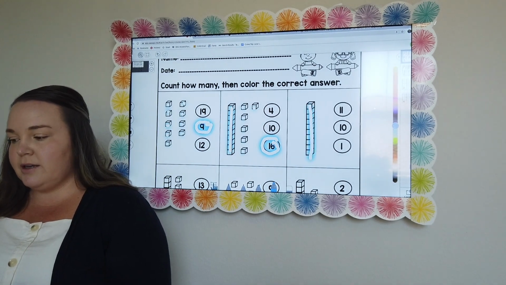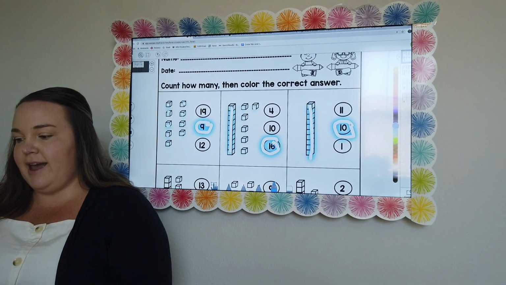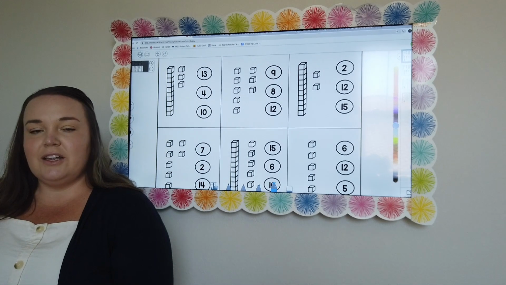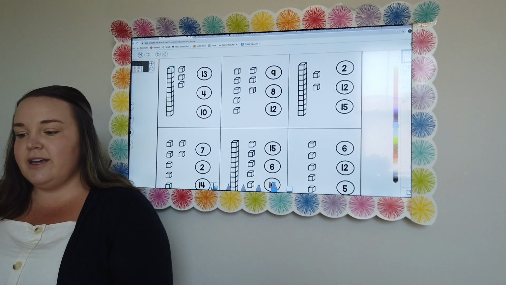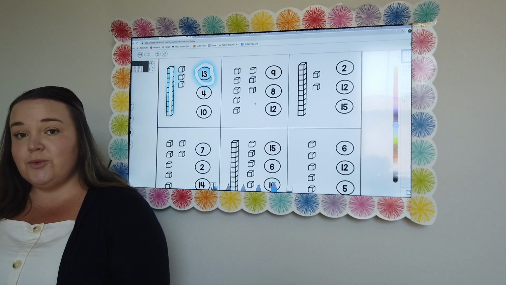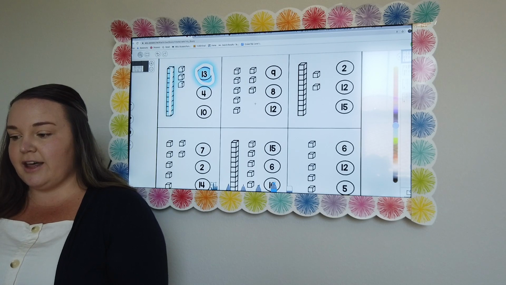We know there's 1 block, so that means there are 10. Okay, moving down on to the next one. I can already look at it. I see 10 and 3, 10 and 3. That is Miss Burton's favorite number, 13. I'll do one more with you guys, and then you guys will finish the last 4.